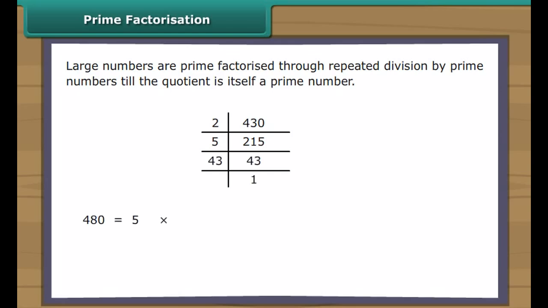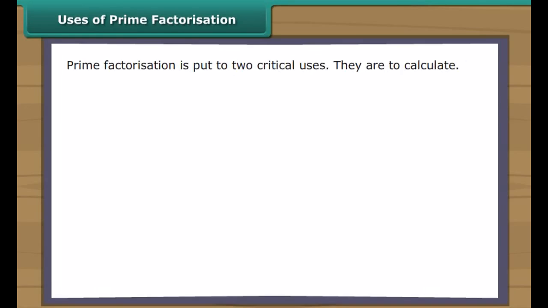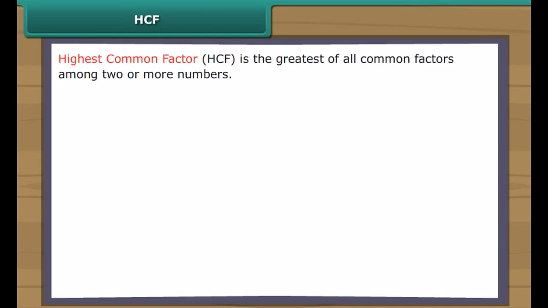Uses of prime factorization. Prime factorization is put to two critical uses. They are to calculate HCF and LCM. HCF, highest common factor, is the greatest of all common factors among two or more numbers.